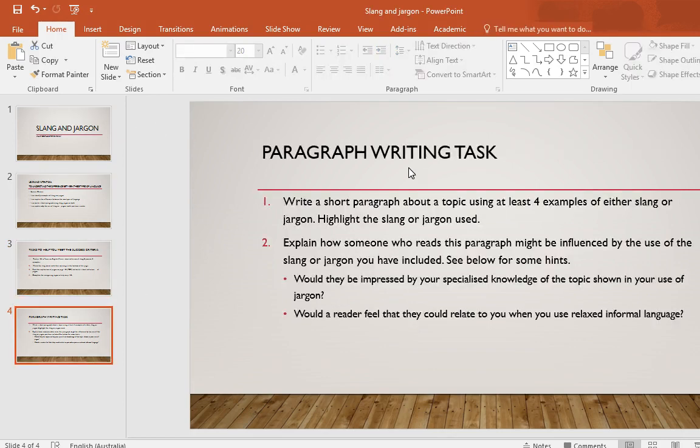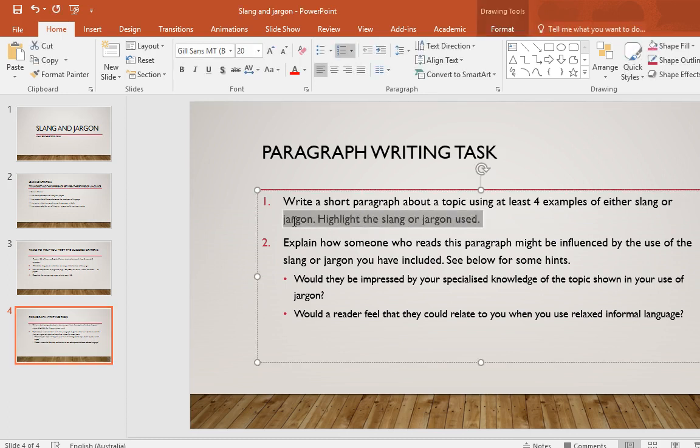And finally, paragraph writing task. Write a short paragraph about a topic using at least 4 examples of either slang or jargon. Highlight the slang or jargon used. Now, if you're an expert on the topic that you choose, that's going to help you. Okay, so if you're using the jargon, you want to use the really fancy words. And if you're using the slang, you sort of use the words that show you're down with that scene, if that makes sense.